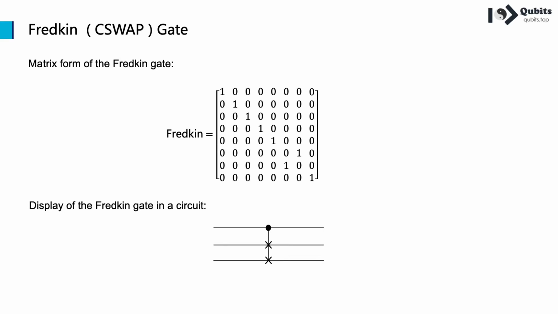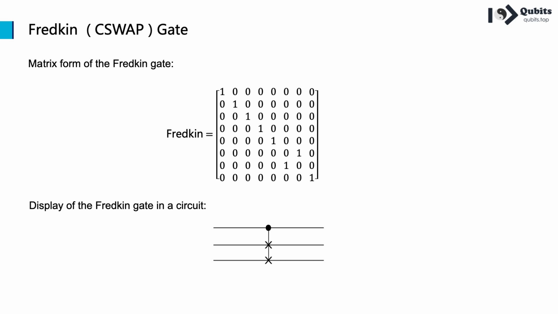The Fredkin gate is a 3-qubit gate in quantum computing, also known as the controlled swap gate. It is named after its inventor Edward Fredkin. The gate swaps the second and third qubits if the first qubit is in the state ket 1, and leaves them unchanged if the first qubit is in the state ket 0.